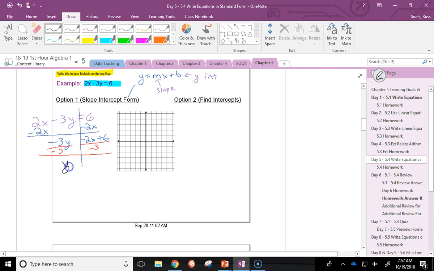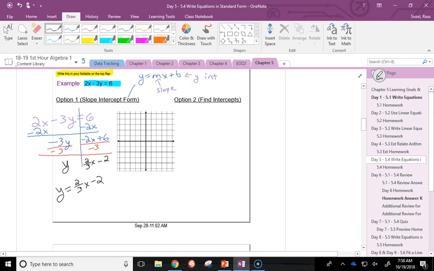So I have y, and negative 2x divided by -3 would just be 2. Okay, so negative 2x divided by -3 gives me 2/3 x. And positive 6 divided by -3 gives me negative 2. So now I have y equals 2/3 x minus 2. Can we graph that? Yeah.